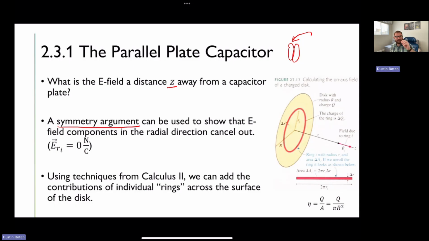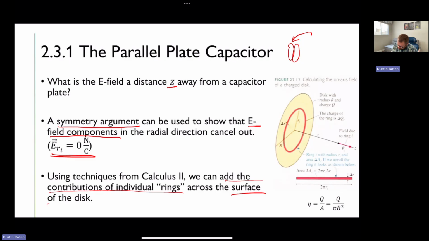What we can do is actually say that the E field components in the radial direction cancel out. So anything pointing out away from the z-axis is going to cancel out, and we can see that over here. What we're going to do is use techniques from Calculus 2, where we find the area of this disk by adding up thin rings. Essentially, we're just going to add the contributions of individual rings across the surface.